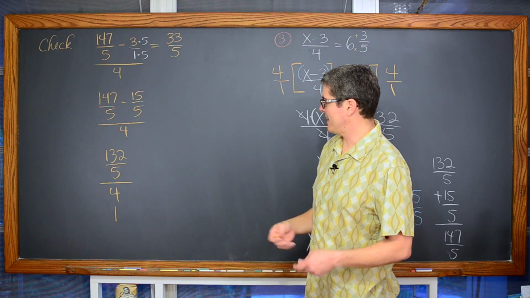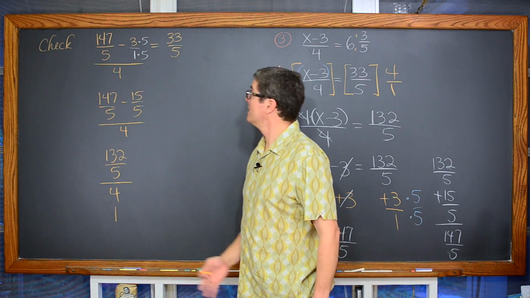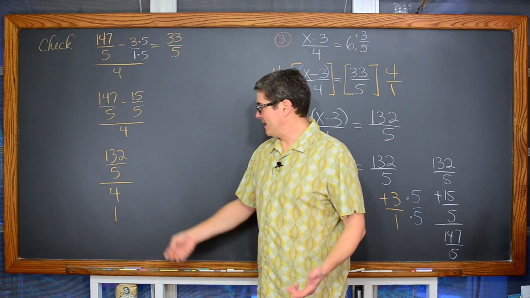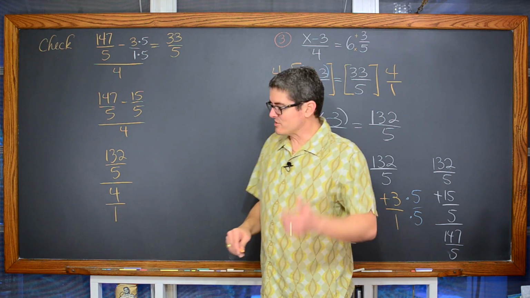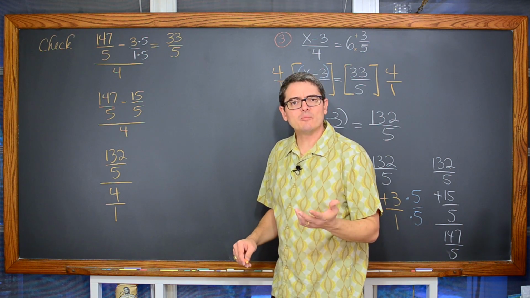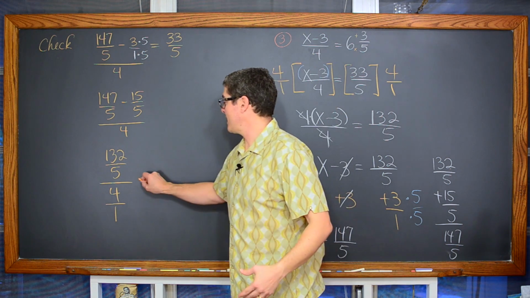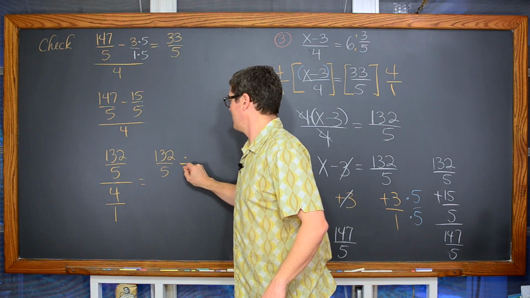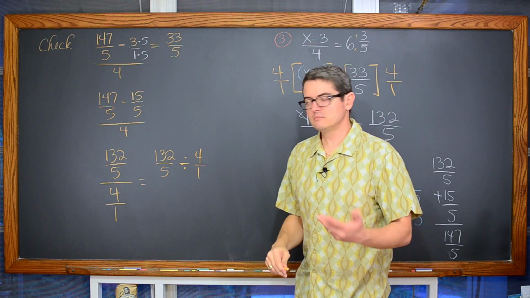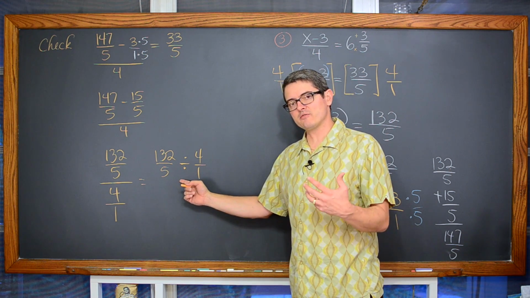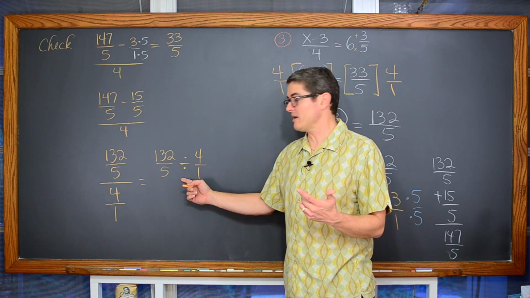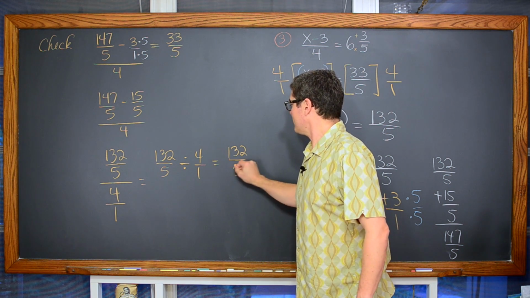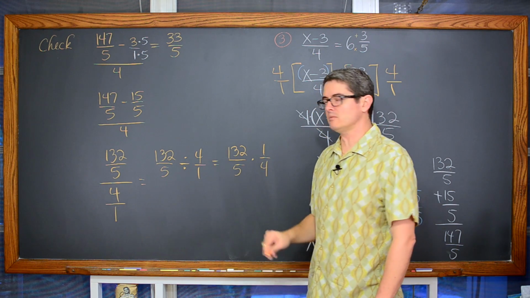And what the heck? I mean, a fraction over a fraction, just trying to see if this is equal to 33 over 5. What am I supposed to do with that? Well, actually, let's finish the fraction notation. What does a fraction bar mean? It means division. So now we have 132 over 5 divided by 4 over 1. We don't really divide fractions, right? We multiply by the reciprocal. So now that is going to become 132 over 5 times 1 over 4.